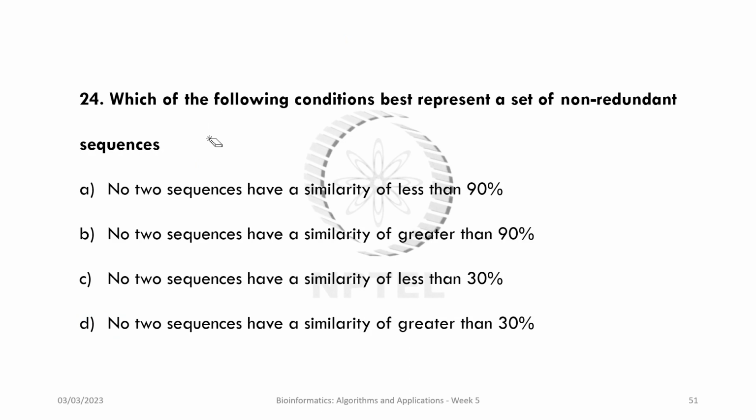Question 24. Which of the following conditions best represent a set of non-redundant sequences? No two sequences have a similarity of less than 90%. No two sequences have a similarity of greater than 90%. No two sequences have a similarity of less than 30%. And no two sequences have a similarity of greater than 30%.